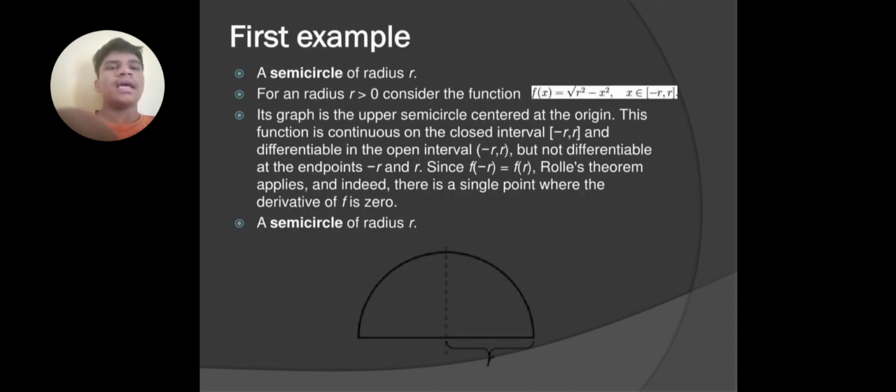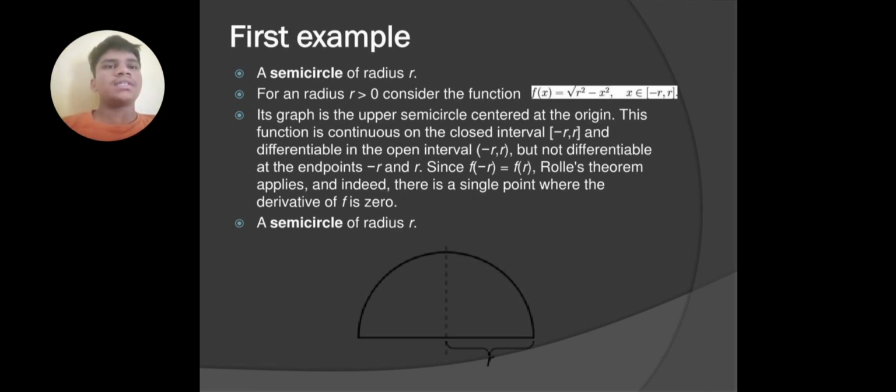First example, a semicircle of radius r. For a radius r greater than 0, consider the function f of x equal to square root of r square minus x square, where x belongs to the interval minus r comma r. Its graph is the upper semicircle centered at the origin shown below.